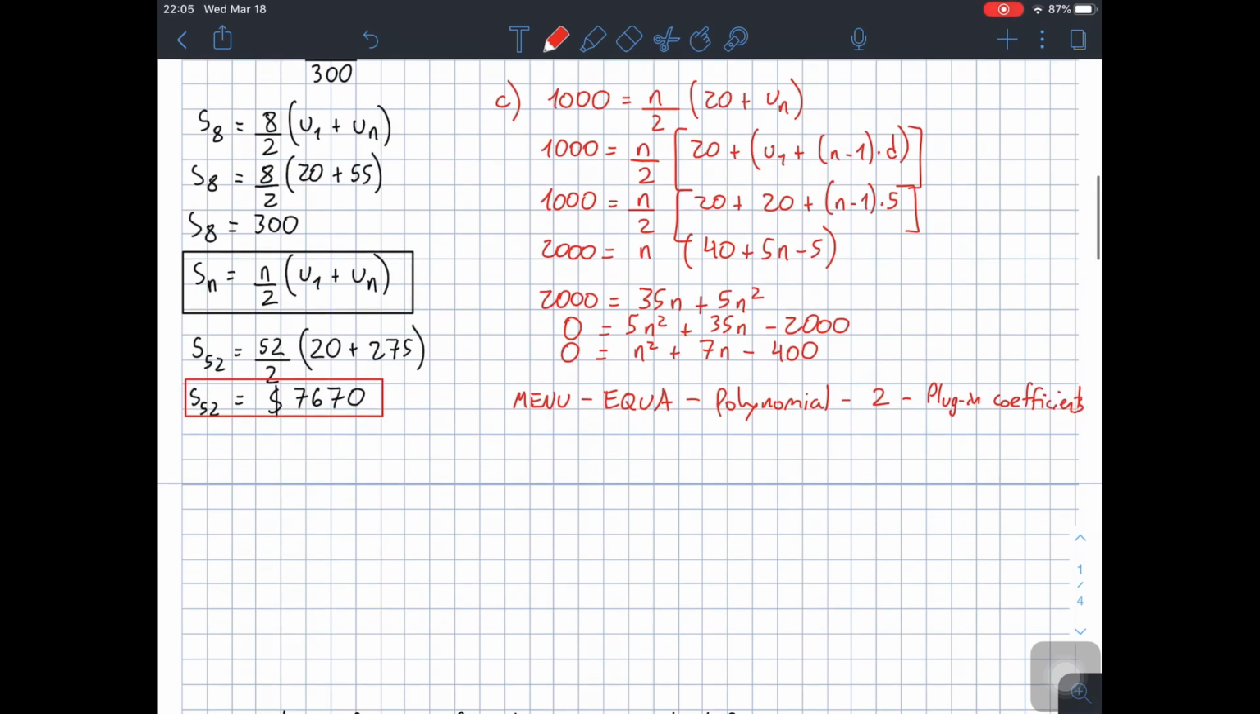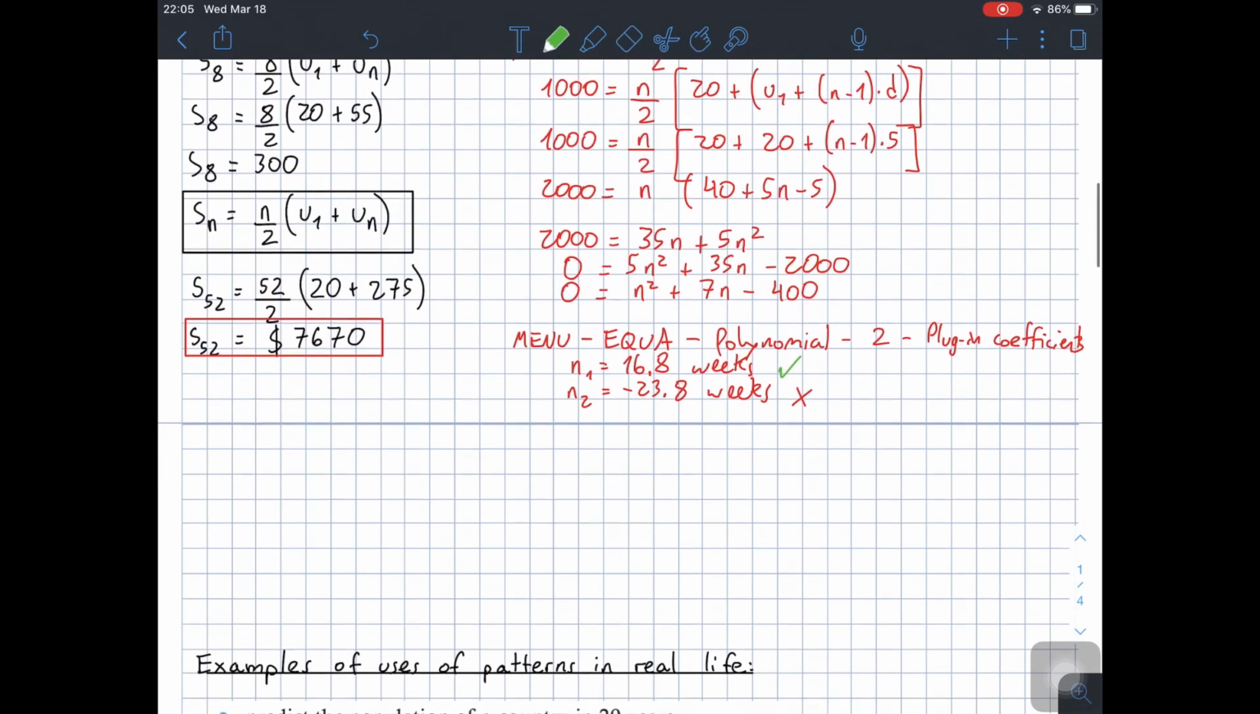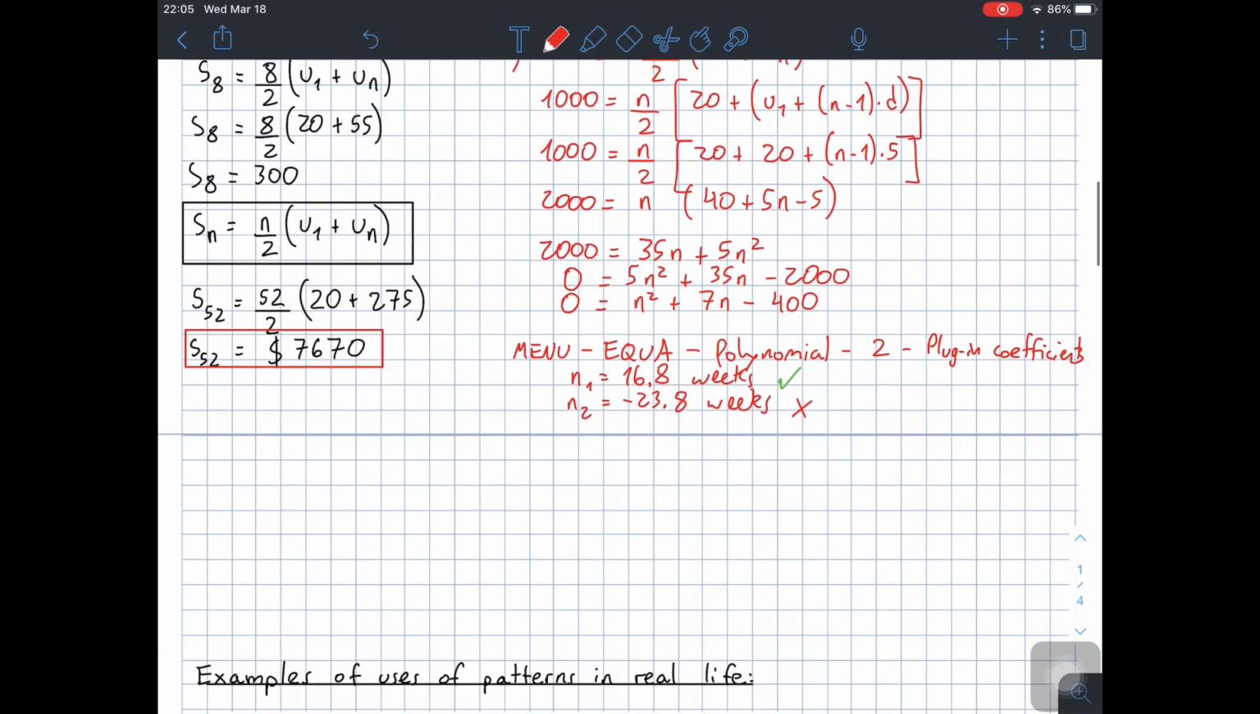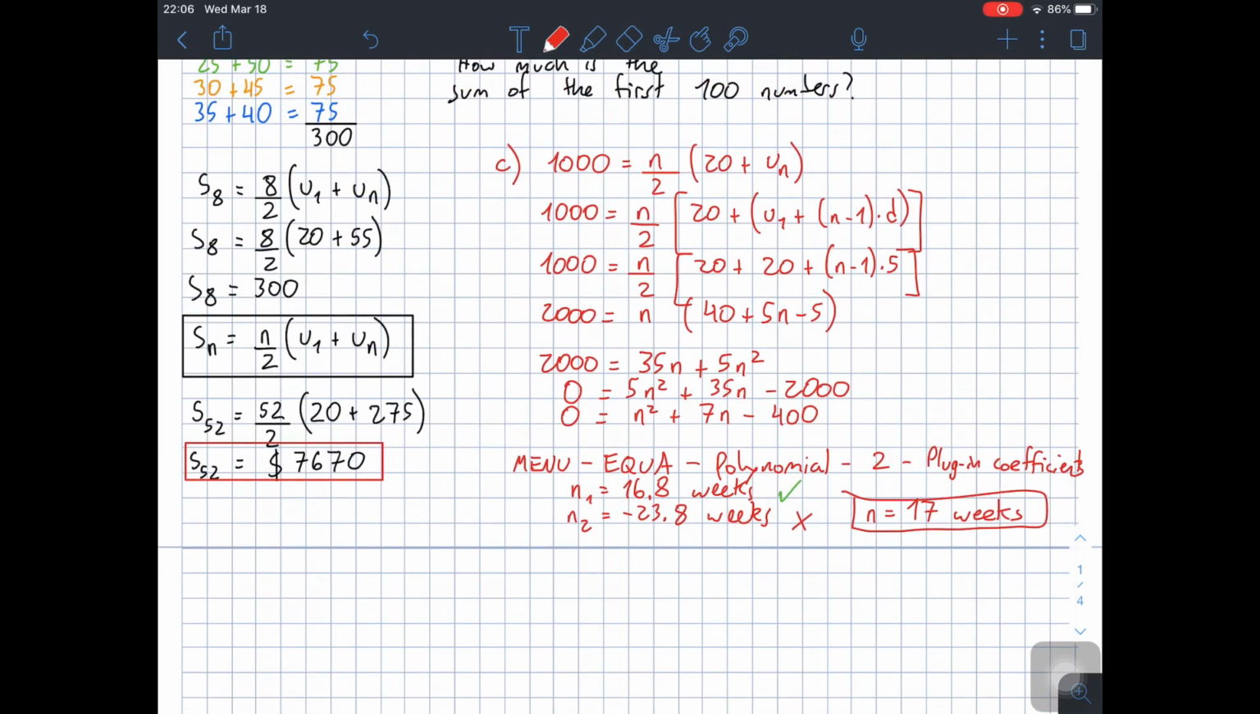So this would give us two values of n, n1 and n2, which are, let me do this quickly, 1, 7, negative 400. This gives us 16.8 weeks. Remember, we're talking about weeks. And as a second value, negative 23.8 weeks, which is not valid, right? Because we cannot have a negative number of weeks. So the real answer is 16.8, right? But if we want to round this to an integer number, we would say that n should be 17 weeks. So by week number 17, we would have a total of $1,000 already.